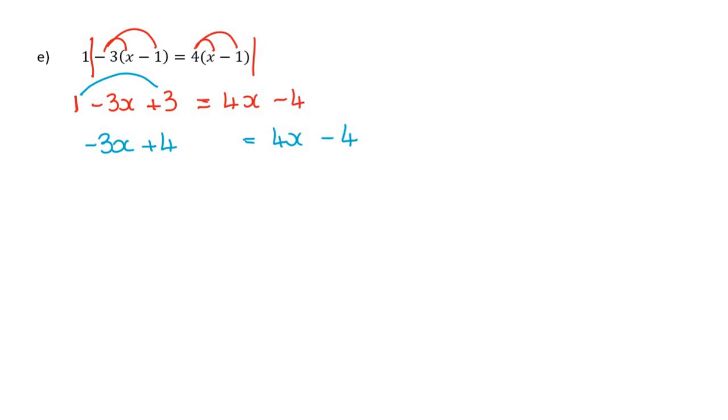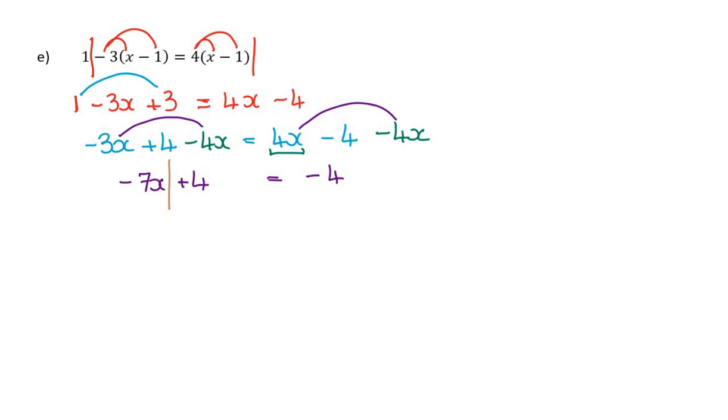So a Beyonce type question, I'm going to get rid of this 4x because my letters need to go to the left. So I'm going to minus 4x. If I collect up like terms, minus 3x minus 4x is minus 7x plus 4. 4x take away 4x disappears, and I get negative 4. Finally, now I need to isolate x. So first get rid of the 4, so I'm going to minus 4 on both sides. So I get negative 7x equals negative 8. And lastly, I'm going to divide both sides by negative 7. And so I get x is equal to 8 over 7.